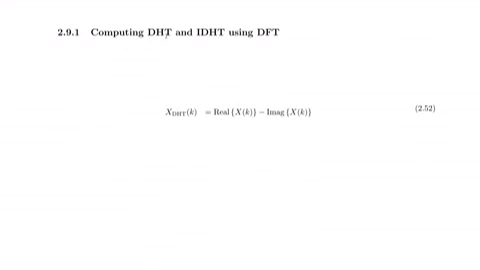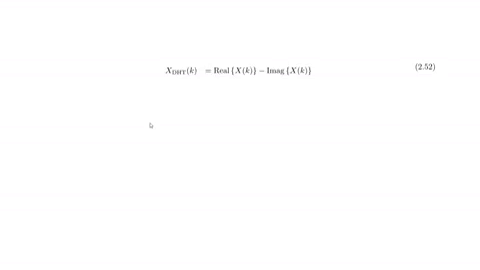Now, computing the discrete Hartley transform and its inverse using DFT. We notice that X DHT of k is equal to the real part of DFT X of k minus the imaginary part of X of k.